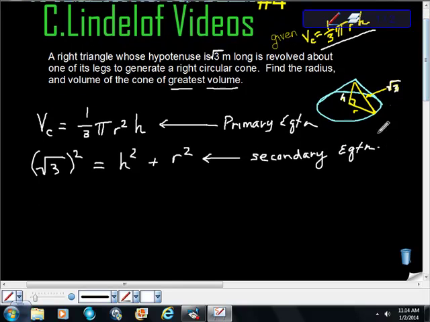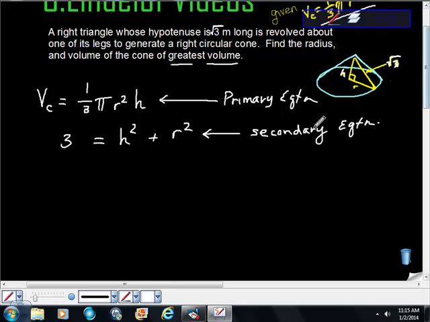I'm going to go ahead and simplify this piece right here a little bit. The square root of 3 squared is just 3, isn't it? So the square root of something squared is the radicand, that number on the inside. So now what I'm going to do is look at this. As I look at my primary equation right here, I realize this is what I want to optimize, so I want to take the derivative of this.